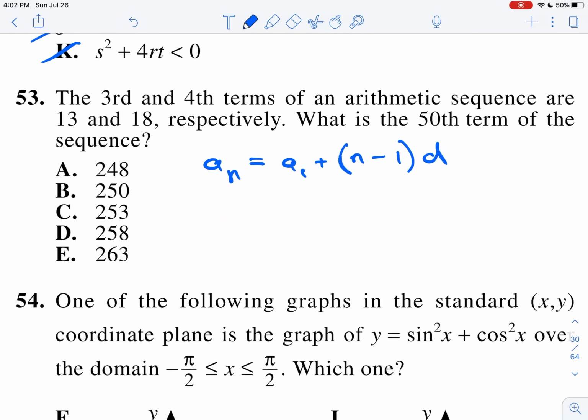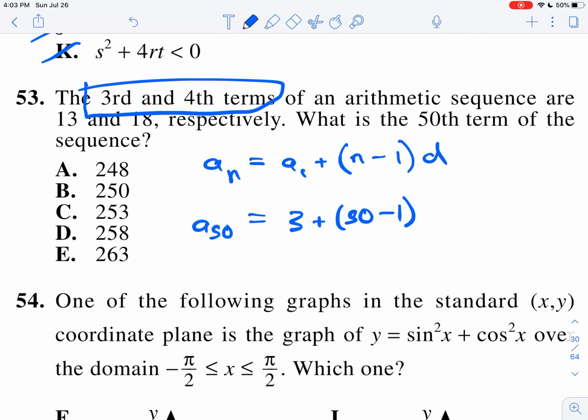So the first step was to identify A50 equals 3 plus 50 minus 1. What's the d value? So d value is the difference between consecutive terms. Third and fourth terms are consecutive because 3 and 4 are right next to each other. So common difference is just the difference between those two. That's 5. If you solve this, you get the answer. So it's going to be 49 times 5 plus 3. 248. The answer is A for 53. Let me just make sure. That's the answer.